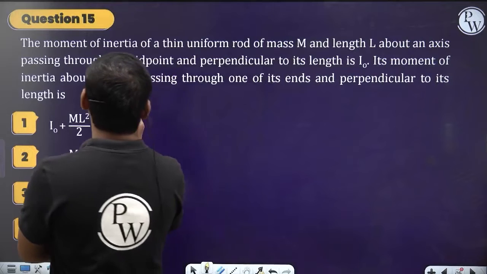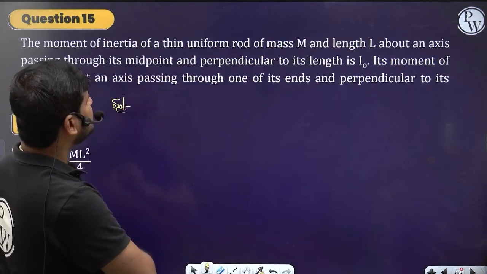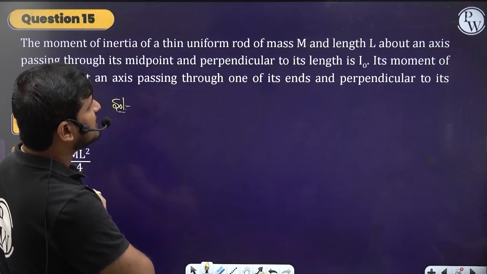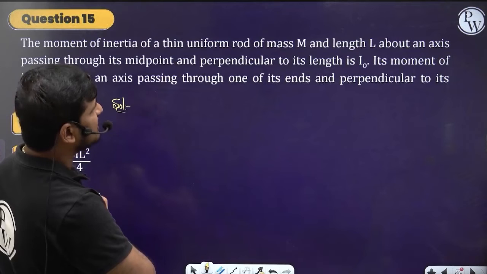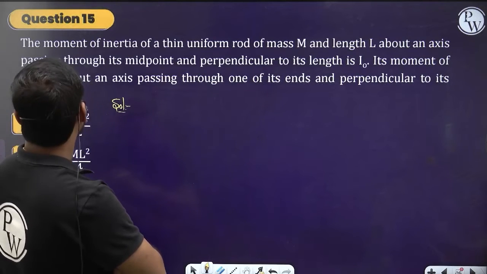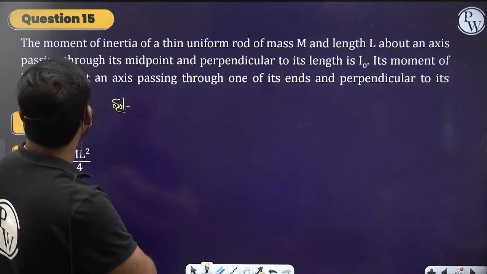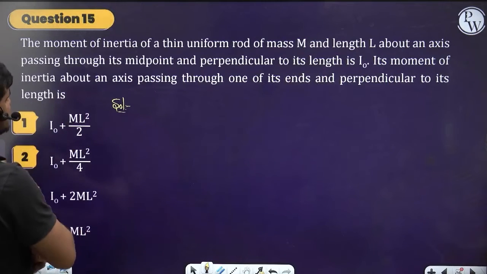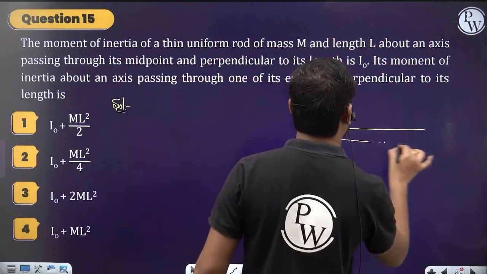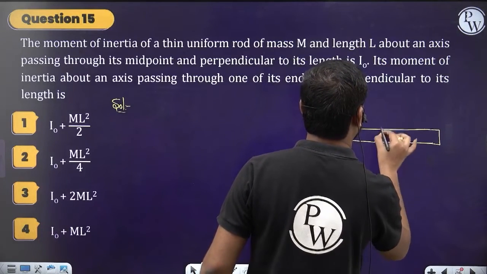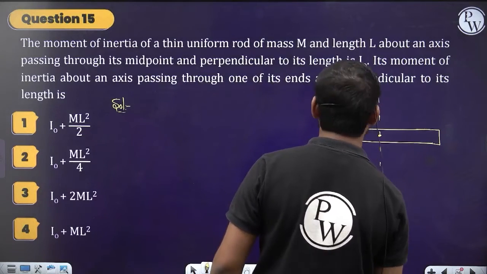So let's take this question, the 15th question for today's session. The moment of inertia of a thin uniform rod of mass m and length l about an axis passing through its midpoint and perpendicular to its length is I naught. Its moment of inertia about an axis passing through one of its ends and perpendicular to its length is? Just now we have seen the same question. Here the moment of inertia about the center of mass is given, so I is equal to I naught.